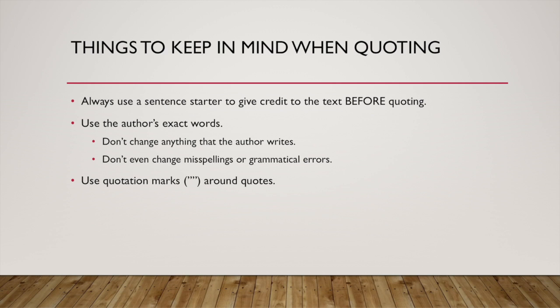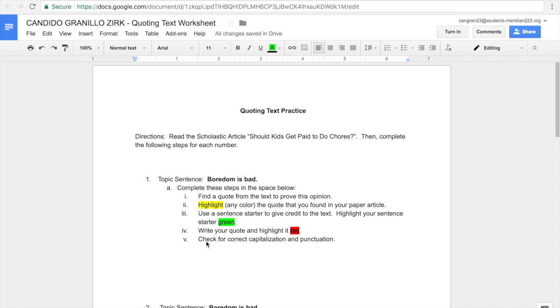So with that in mind, we're going to go to our assignment, and we're going to do the first one together. So when we take a look at this assignment, you're going to notice that we have a topic sentence, and that I'm giving you your opinion that you're trying to prove. So for number one, our topic sentence is boredom is bad.